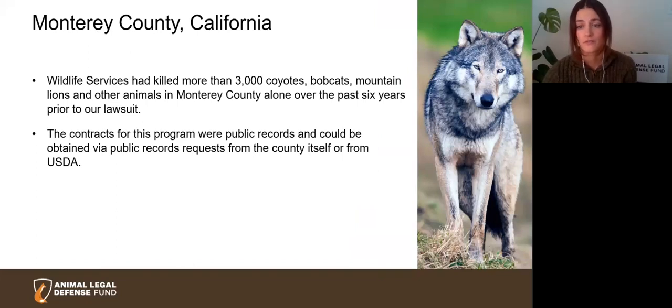The Animal Legal Defense Fund is also making progress through precedent-setting litigation. For example, in Monterey County, California, Wildlife Services had killed more than 3,000 coyotes, bobcats, mountain lions, and other animals in the course of 6 years before this lawsuit. The contracts for this programming were, of course, public records that were obtainable via public record requests from the county or the USDA.